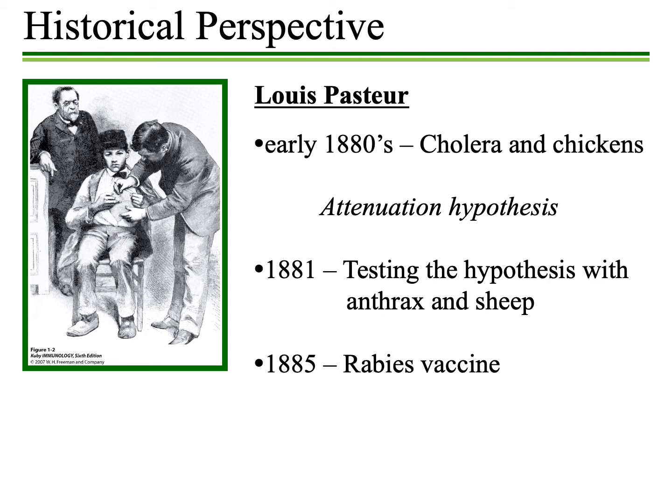In 1881, he tested the hypothesis by vaccinating sheep with an attenuated strain of anthrax. And again, an attenuated strain is one that has been weakened over time. He then challenged vaccinated versus unvaccinated sheep with virulent anthrax bacteria and found that, in fact, those that were vaccinated with the attenuated strain of anthrax bacterium were able to survive a full-blown infection with completely virulent anthrax.